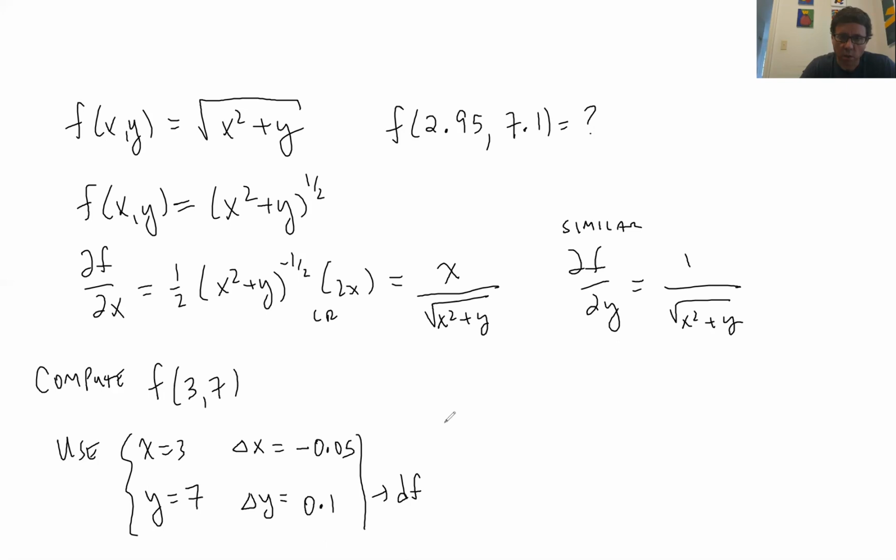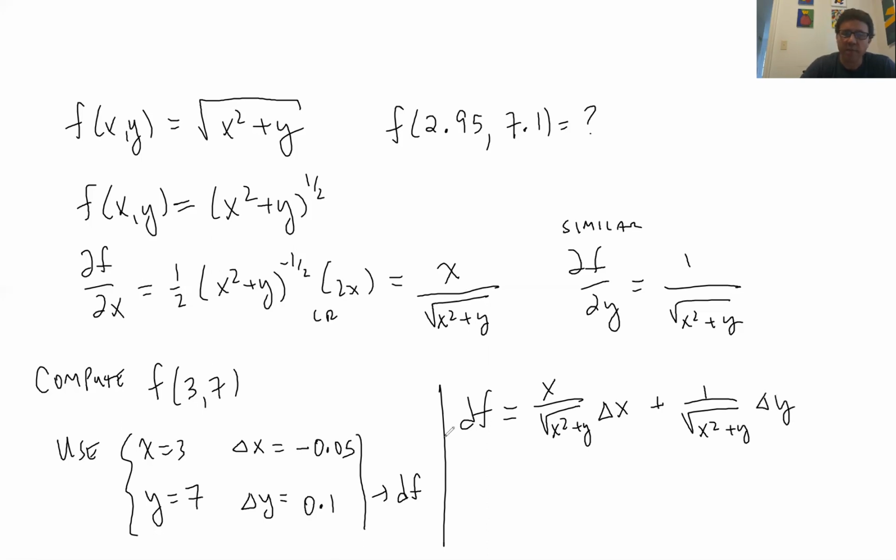So df is the partial derivative with respect to x, x over the square root of x squared plus y, times delta x. I think the book after a while just says we're going to use dx, and you know what I mean. I'll try and just keep it like this for right now. And then 1 over the square root of x squared plus y times delta y. And then I just substitute all these values in to calculate what it is for this particular example.